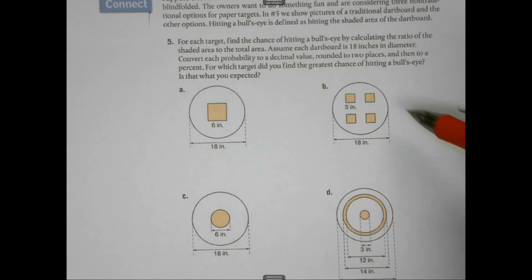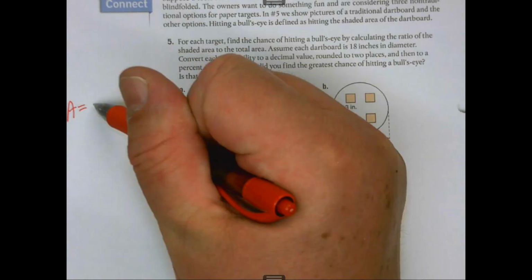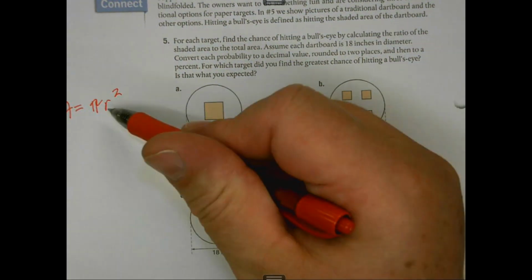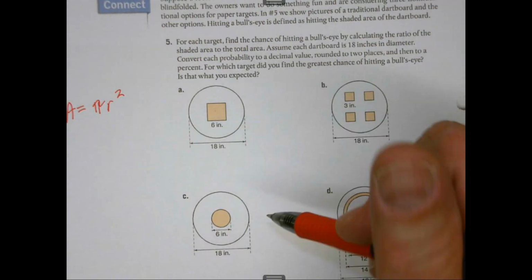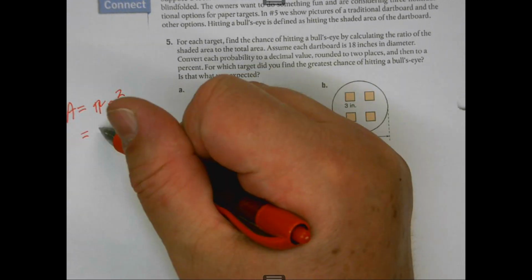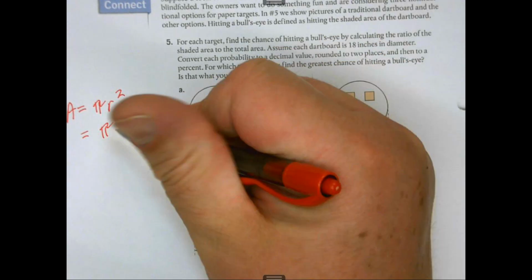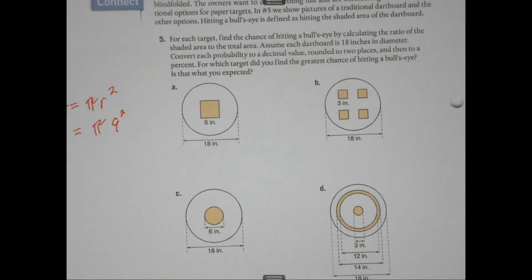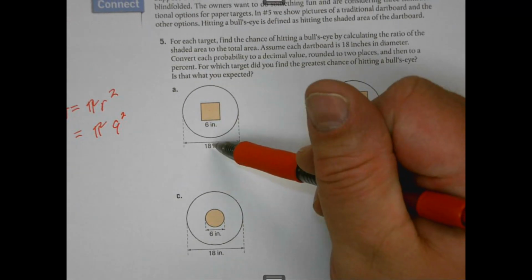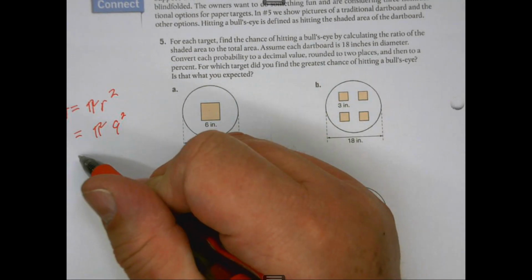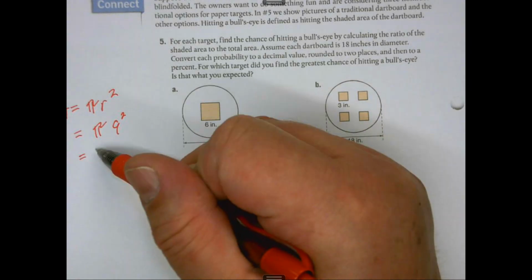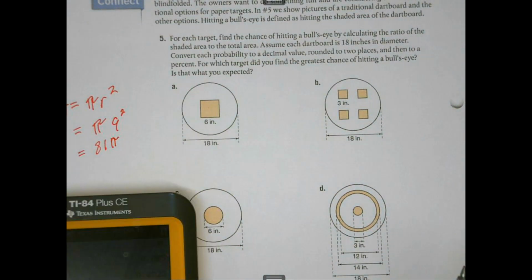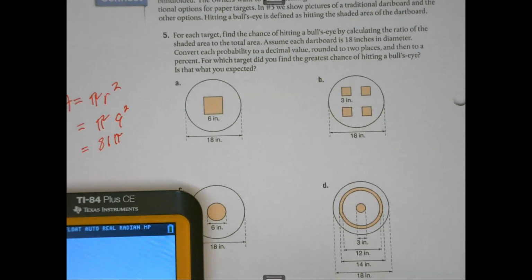We'll go ahead and multiply that out. 81 times pi is 254.47 square inches. Okay, so the first one, I'm going to take the big circle and the shaded area. The shaded area here is a square. So the area of the square is going to be 6 times 6, which equals 36 square inches.